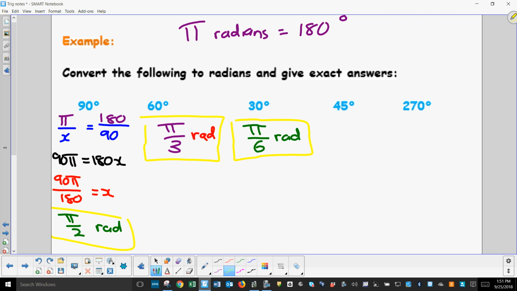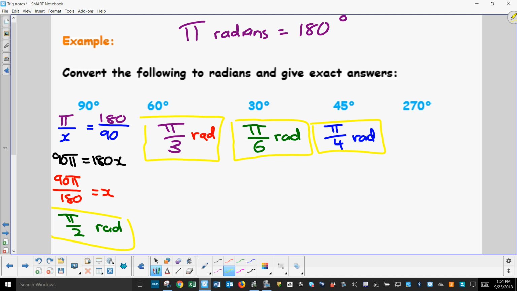45 degrees, anyone know what that would be as a fraction of 180? Pi over 4. Yeah, pi over 4. If you take 180, divide by 4, you'll get 45. So pi over 4 rad. It's fine if you see it, you can just go straight to writing it, because you'll start to see some that you're familiar with, like 60s, 90s, 30s, 45s.